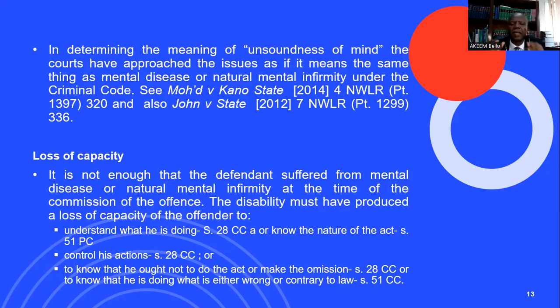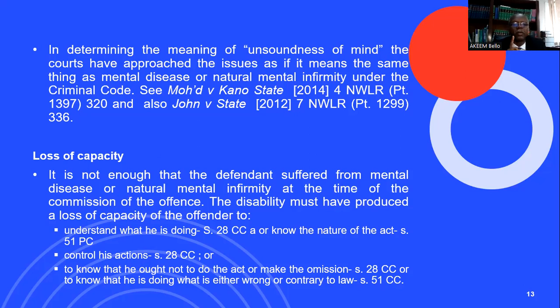So after the defendant has been able to bring himself within the disability condition, then he must also be able to establish the loss of capacity. It is not enough that the defendant suffered from mental disease or natural mental infirmity, or as the penal code provides, unsoundness of mind at the time of the commission of the offense. The disability must have produced a loss of capacity of the offender to understand what he is doing. That's section 28 of the criminal code. Or know the nature of the act, section 51 of the penal code.